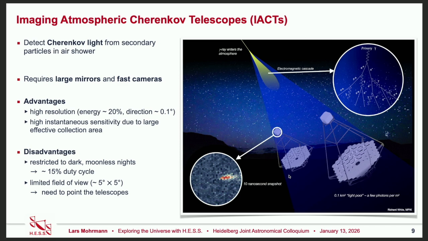Of course, this approach also comes with some disadvantages. It only works when it's dark, because otherwise you can't record that light flash. So you're restricted to dark and mostly moonless nights, which gives you a duty cycle of maybe 15%. And you have to point these telescopes. They have a field of view of maybe 5 by 5 degrees. So you need to figure out what to look at and can't observe many sources at the same time.